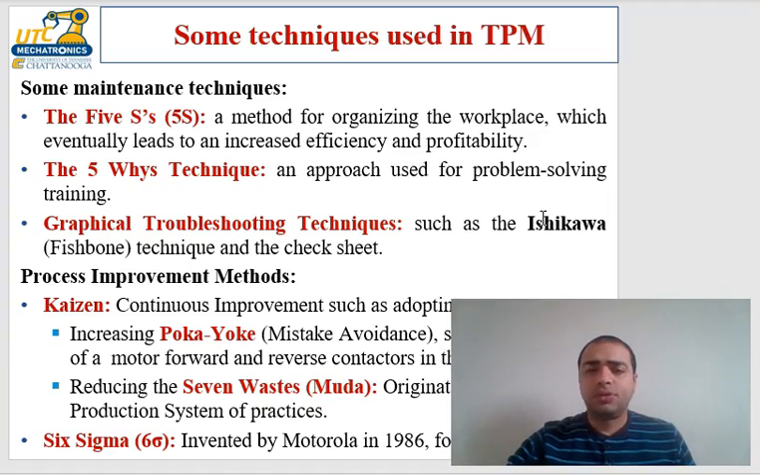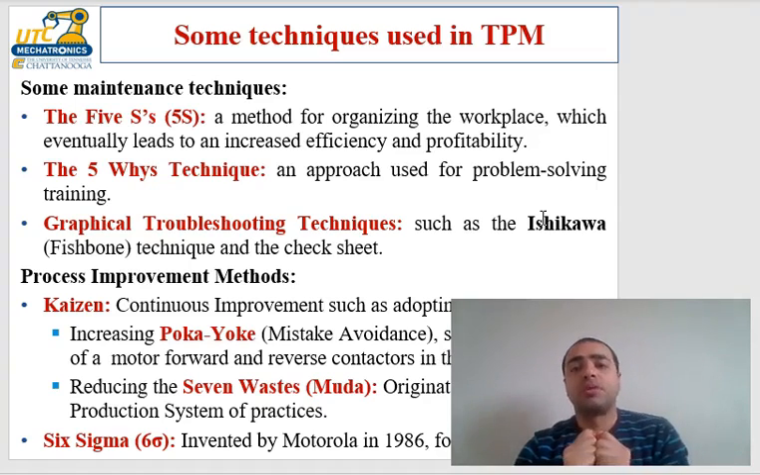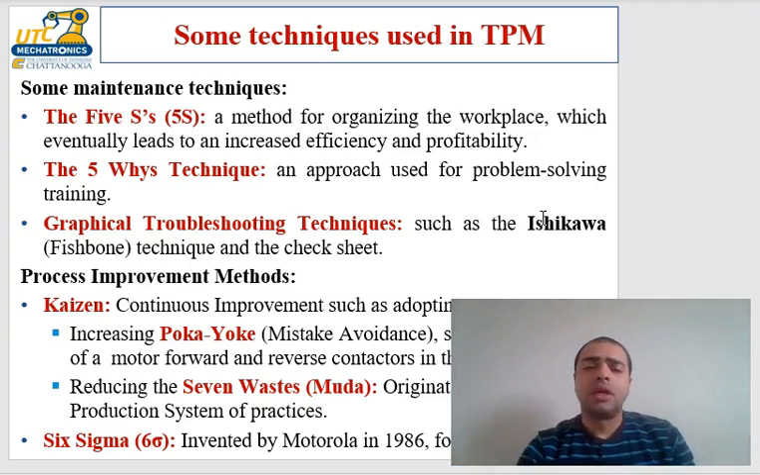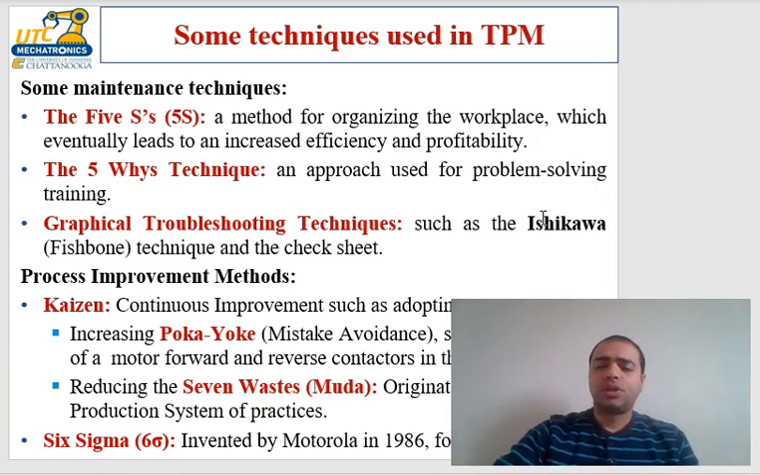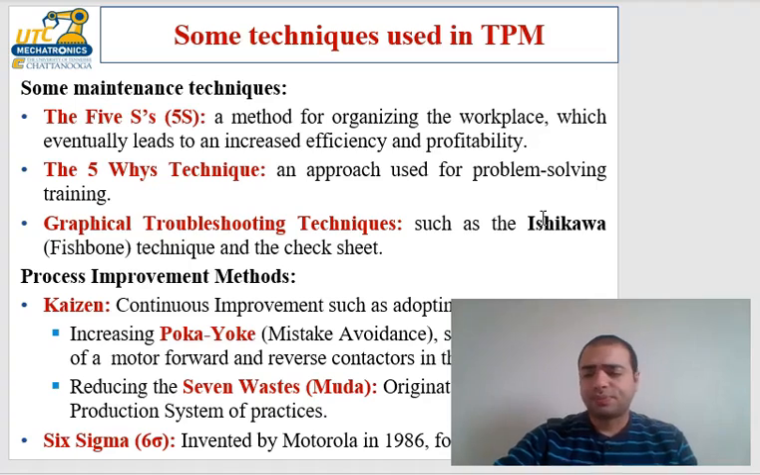Now, if you at any time energize both the forward and the reverse contactors, what's going to happen? You're going to short circuit the power supply. Very dangerous. So you have to avoid that. How do you avoid that? You interlock the forward and the reverse contactors. How do you do the interlocking? You can do it mechanically or electrically. So this is an example of a poka-yoke.